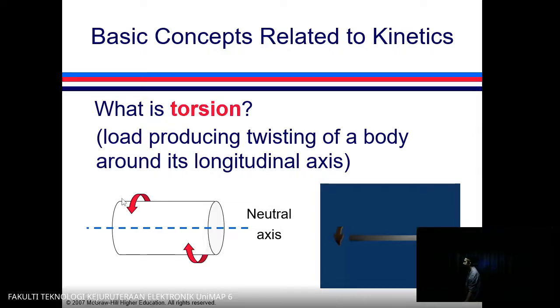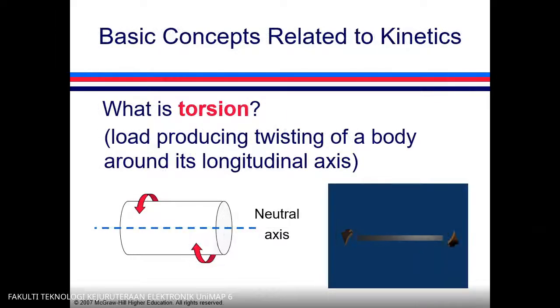And then you also have torsion. What is torsion? A load producing twisting of a body around its longitudinal axis. So if we have a bar or something and we twist that object at both ends, then we call it torsion. Kilasan. Bila kita kilas, or when we twist that object in different directions, then we call it torsion.